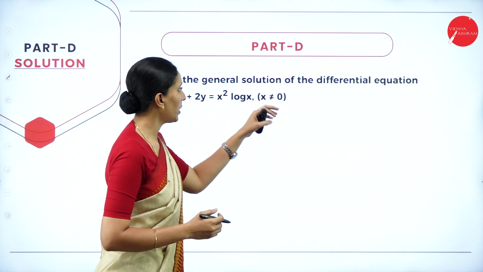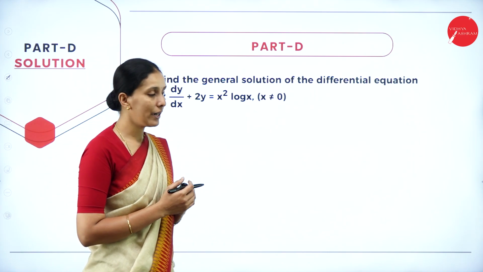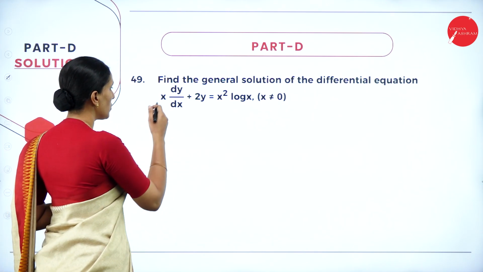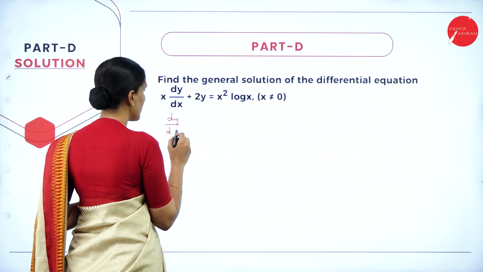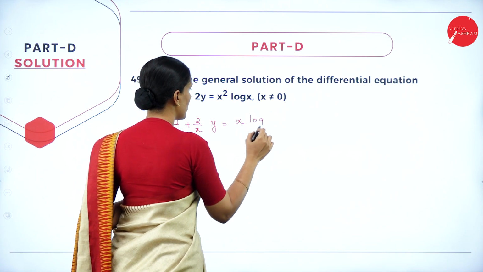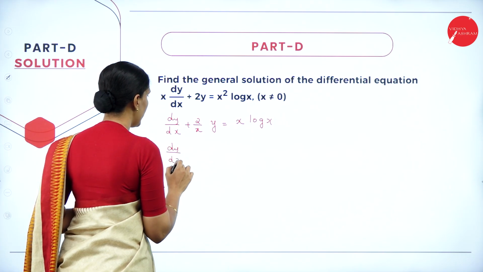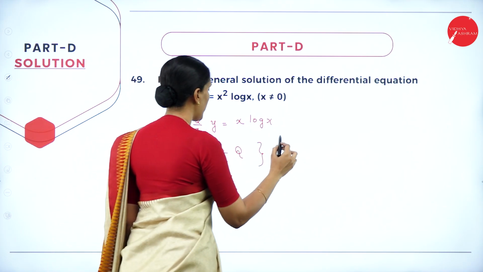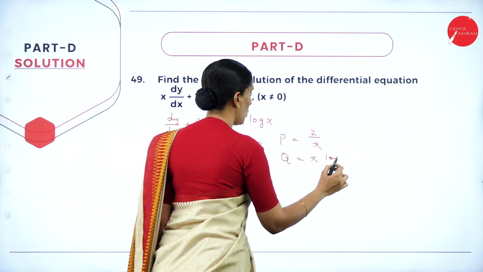So once any differential equation is given, we need to see whether it is in the standard form of dy by dx or dx by dy. Now here, since the question is given in the form of dy by dx, we have x here. So to remove x, I'll divide the whole equation by x. Then I'll get dy by dx plus 2 by x into y equals x into log x. If you compare this equation with the standard equation dy by dx plus py is equal to q, clearly we can see p is equal to 2 by x and q is equal to x log x.